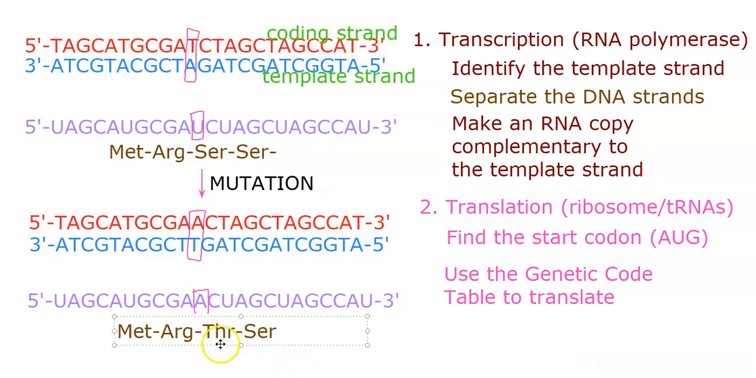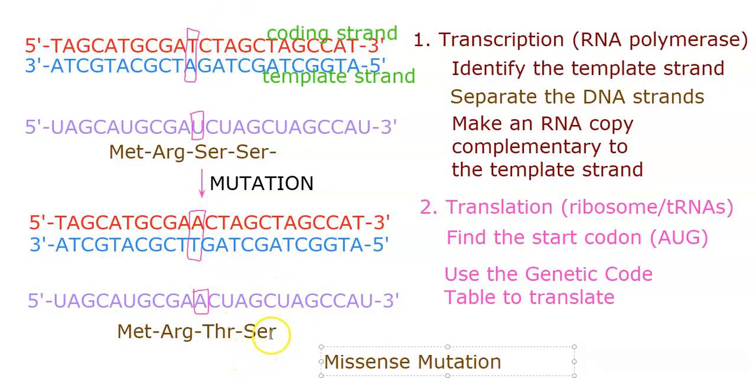So notice that a single amino acid has been changed. Instead of met-arg-ser-ser, we now have met-arg-thr-ser. That's called a missense mutation. It means that one out of these four nucleotides has been mutated, changed, and because the DNA sequence was mutated, the protein sequence is changed.